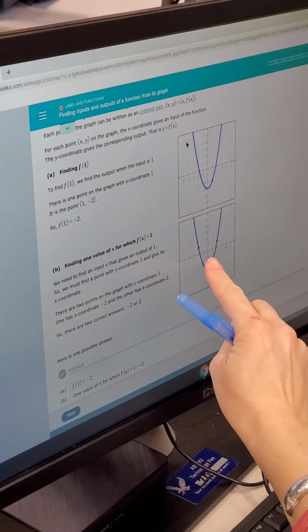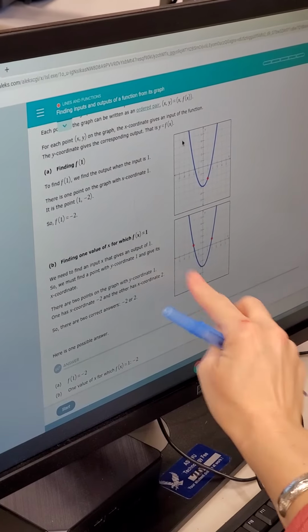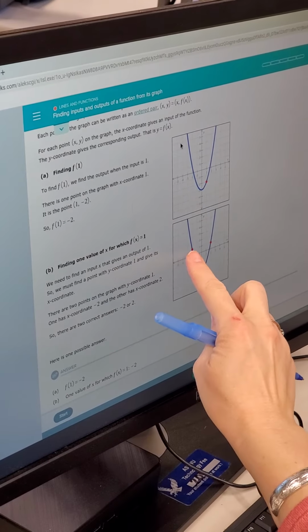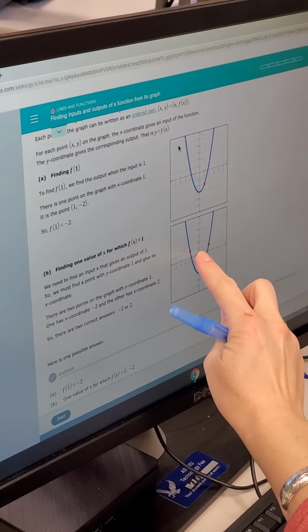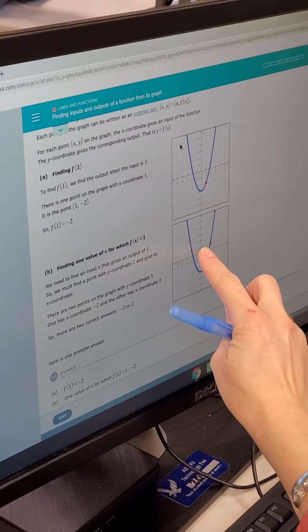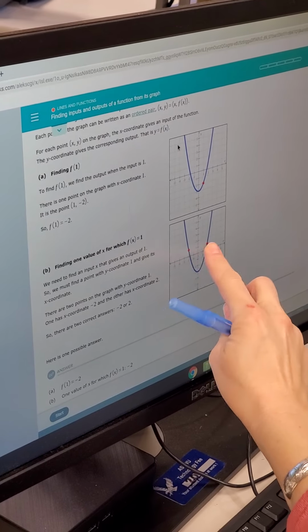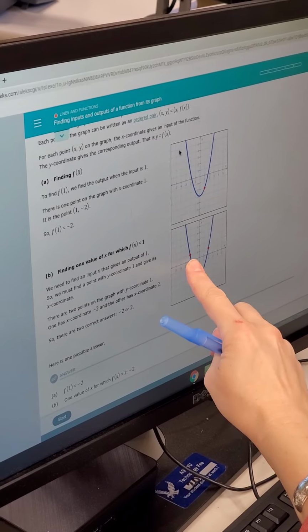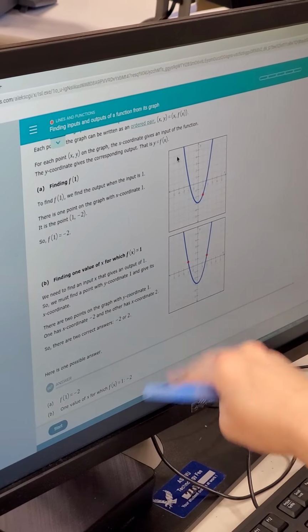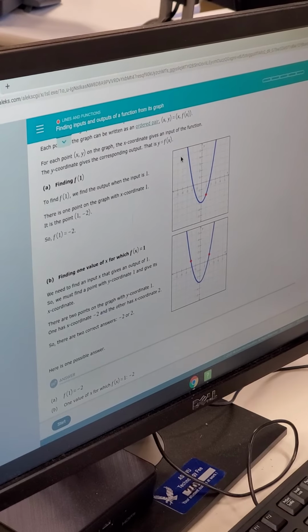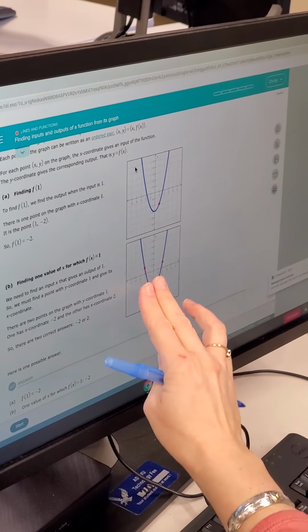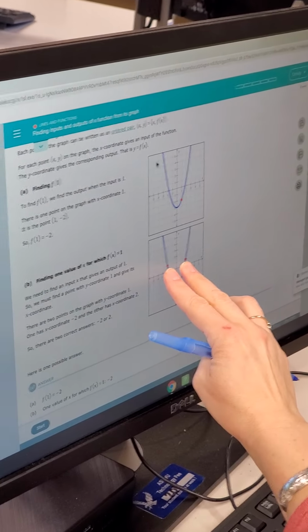So here, what I want to look at is where y is 1, where my output on f is 1. Okay, so I'm looking at my y-axis now, right? Because this is asking about a y output. So here's where y is 1. And then I want to go to the corresponding part on the graph that gives me an output of 1. Well, in this case, I have 2 of them. I might only have 1. I might have a whole bunch if the graph goes up and down a lot and passes through 1 a whole bunch of times. In this case, I have 2.